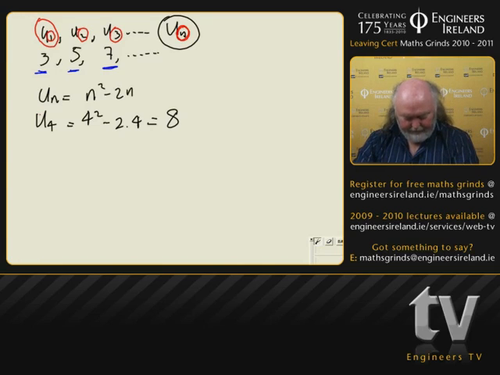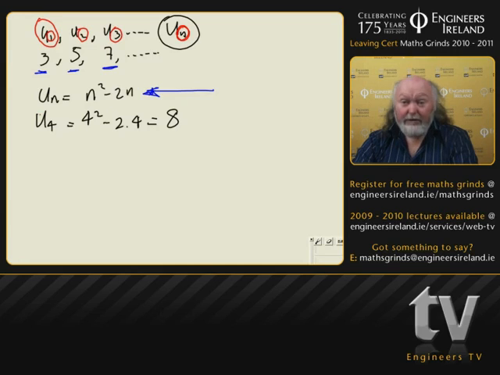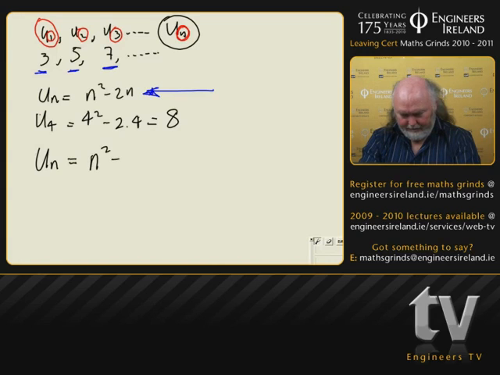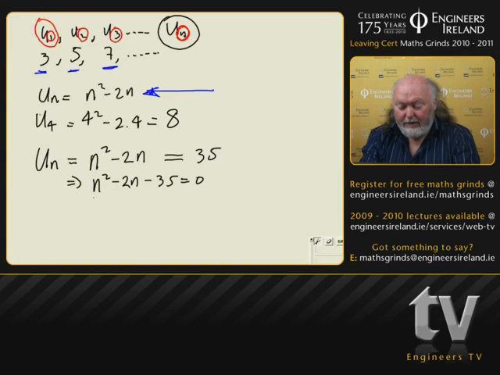Now, one of the things you can do with these things, when we know a relationship like this one here, is we can ask certain questions. And one of the questions that's been asked here is, what value of n will give us 35? So let's look at it. And we'll say, what value of n will give us 35? Now look at how fast you move back down into Junior Cert mathematics again. And now you can factor.